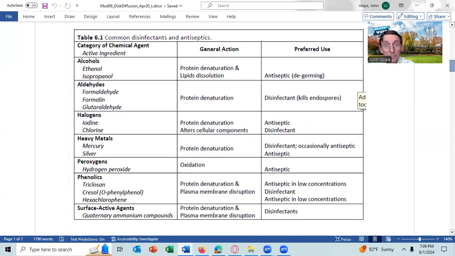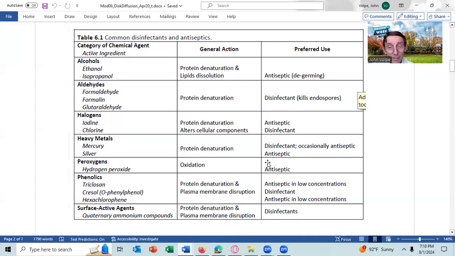All right. So this table is looking at the different chemical agents, the general action, and then the preferred use, like chlorine bleach is used as a disinfectant. A tincture of iodine is used as an antiseptic. Any question about any of that? Where do we have hydrogen peroxide? Used as an antiseptic.